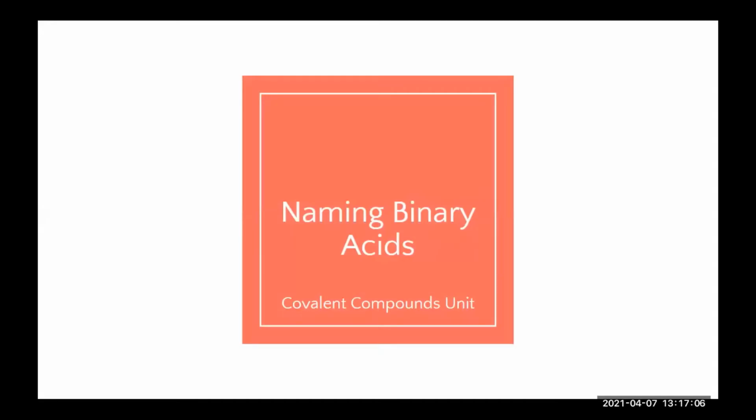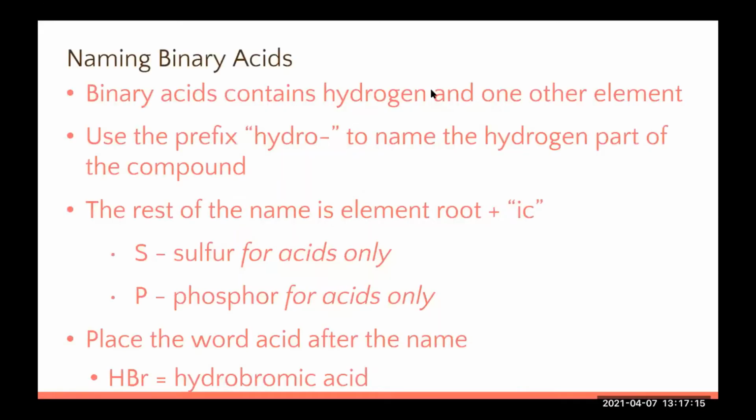So let's talk about naming binary acids. Binary acids are a special type of acid because they are acids that contain a hydrogen and one other element, with an exception to that. You're going to name them specifically. It's hydro, root, and then ic, and then you add the word acid. Don't worry, I'm going to walk you through everything.